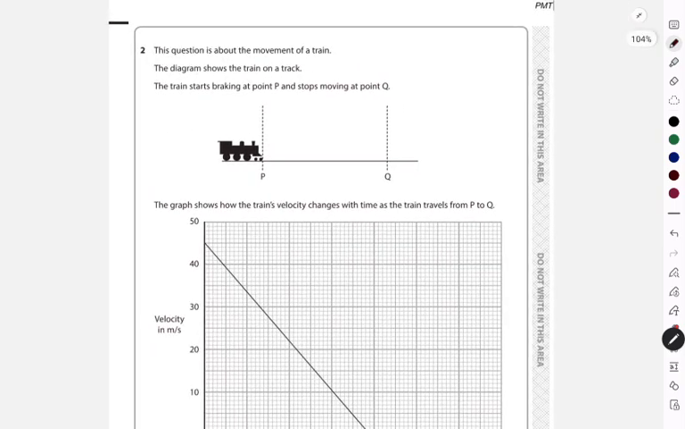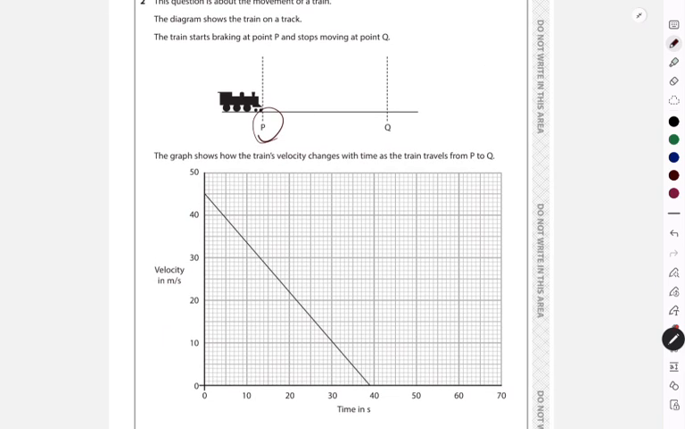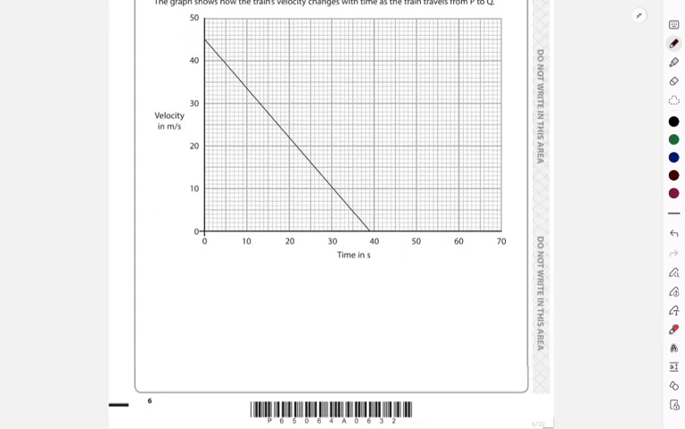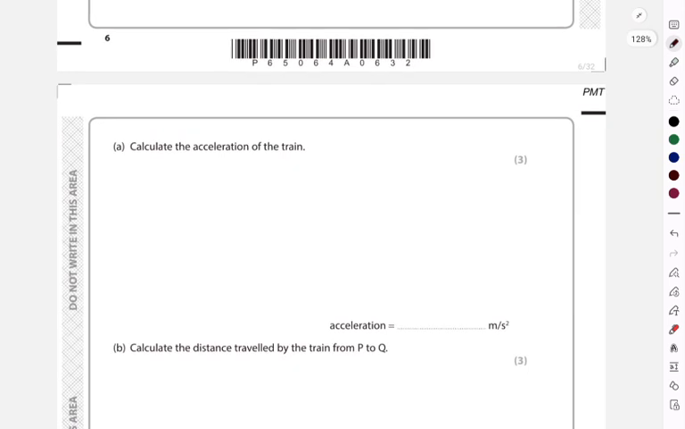The second question. This question is about the movement of a train. The diagram shows the train on a track. The train starts braking at point P and stops moving at point Q. The graph shows how the train's velocity changes with time as the train travels from P to Q. Calculate the acceleration of the train.